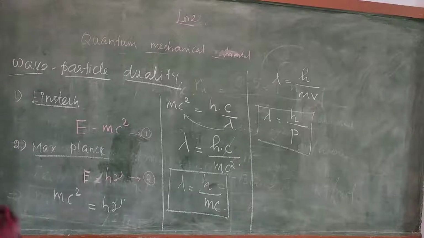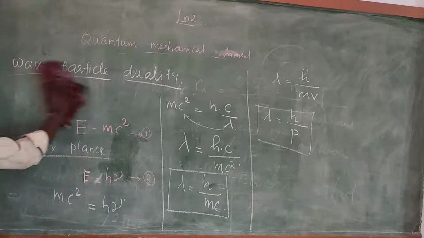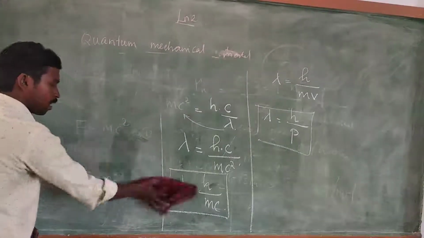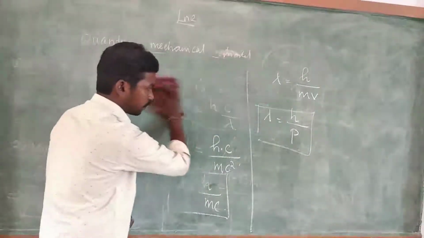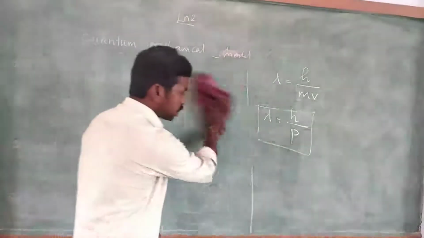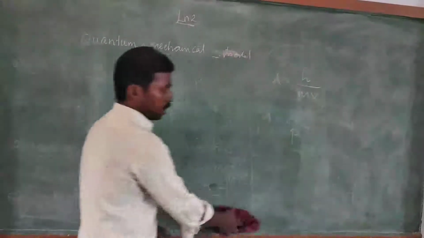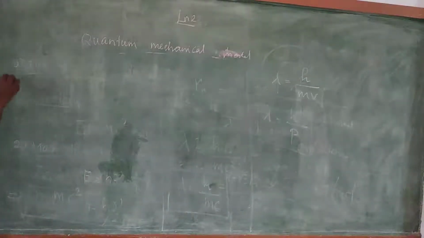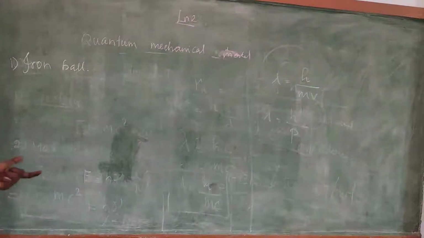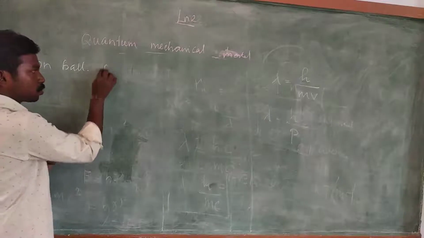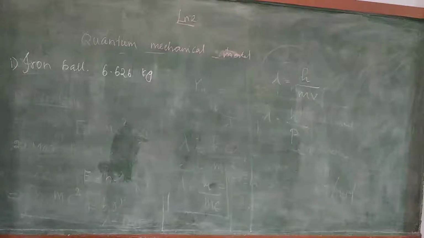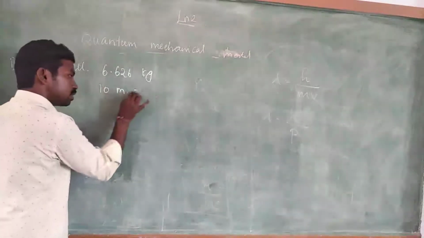There are two objects we are going to take. Those objects are an iron ball and an electron. The iron ball is macroscopic, whereas the electron is microscopic. Electron we cannot see with our direct eyes, no? So that is microscopic. Okay, two data are given. First one, the iron ball. The mass of the iron ball is given as 6.626 kilogram, and it is moving with the velocity of 10 meter per second.